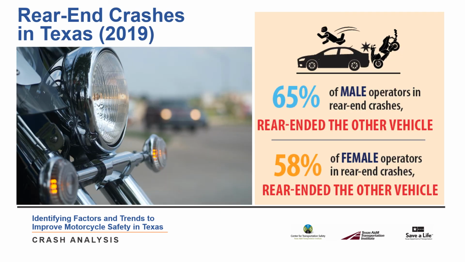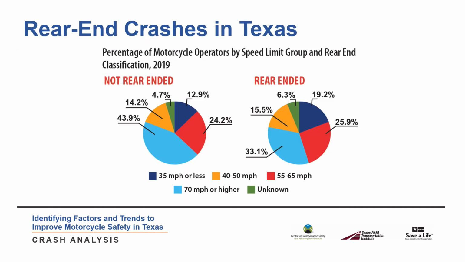We then looked at gender, which found 65% of male operators in rear-end crashes rear-ended the other vehicle. In comparison, 58% of female operators in rear-end crashes rear-ended the other vehicle. So we do see a gender difference when we're looking at rear-ending vehicles. The rear-end analysis then looked at speed and intersection status, which I'm going to present now.